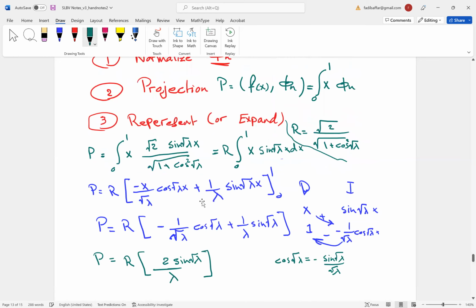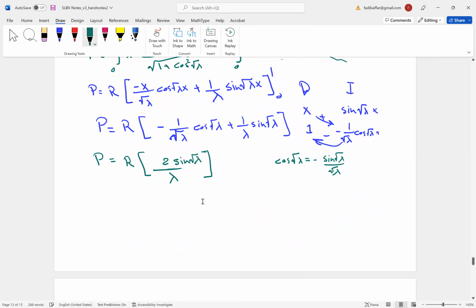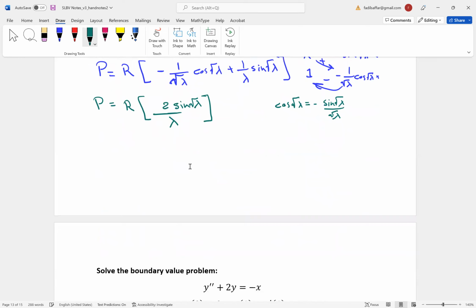And the last step, represent or expand. All what we mean by represent at this point is that the expansion of that function, f of x or y, is now basically the projection p times phi of n.